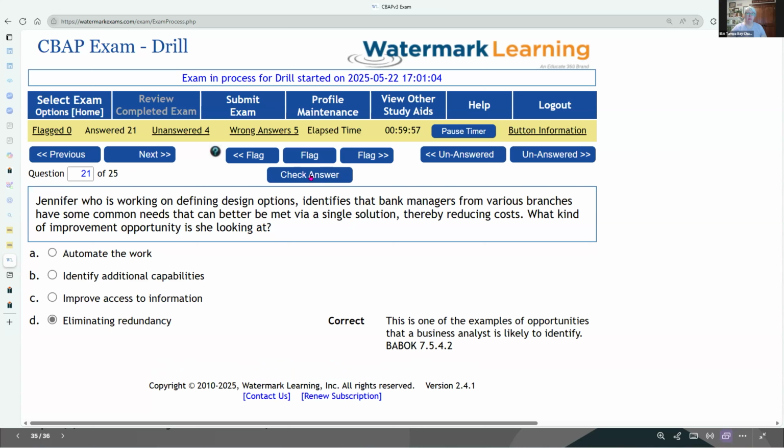Examples of opportunities that the business analyst is likely to identify. So eliminating redundancy. Let me find that real quick. Oh, I don't have the whole list here. This is what I have: increase efficiencies, improve access to information, identify capabilities, etc. I wimped out on that one.